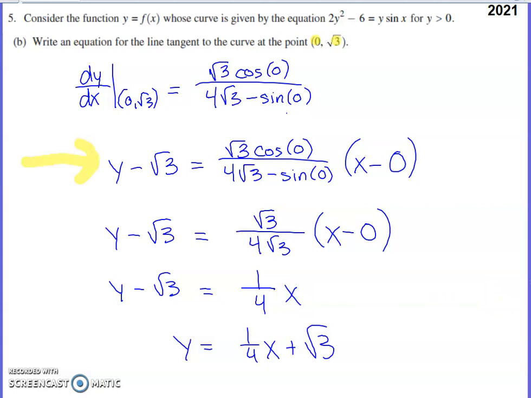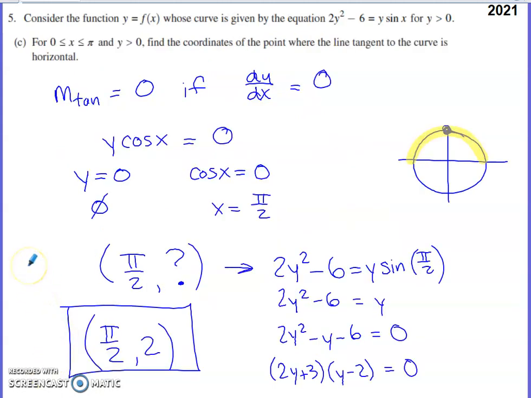If this was a multiple choice question, you definitely wouldn't be looking at what you see across my top line here. So I did do a little bit of simplification. Cosine of 0 is 1, sine of 0 is 0. I can cancel the square root of 3's. And then if I wanted to get a slope-intercept equation, which if it was a multiple choice question, could very well be what the options are formatted within, you're looking at y equals 1/4 x plus square root of 3.